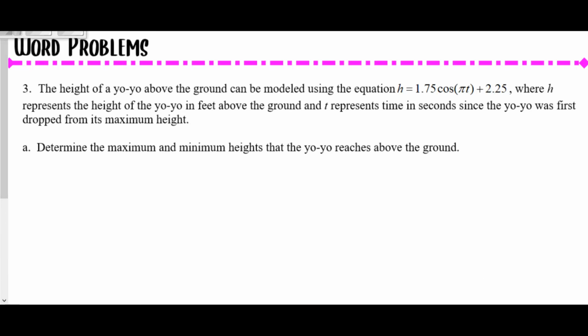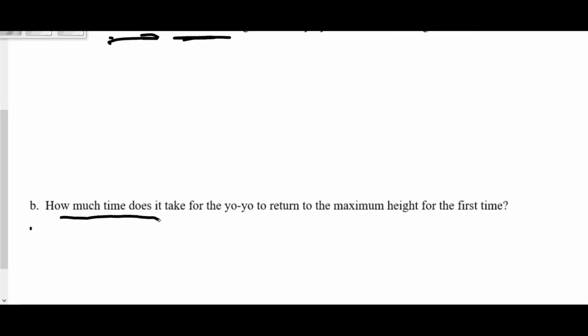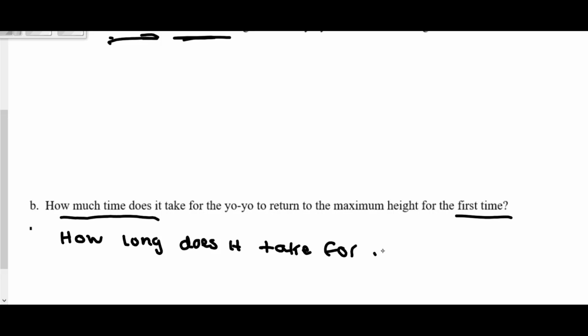and see what happens. So A is determine the max and minimum heights that the yo-yo reaches above the ground. Obviously, you're going to be finding the max and minimum values. And part B is how much time does it take for the yo-yo to return back to its max height for the first time. AKA, this is asking how long does it take for one full cycle. So, in reality, they're asking you to actually just find the period. So what I want you guys to do is pause the video and try to figure these two out.